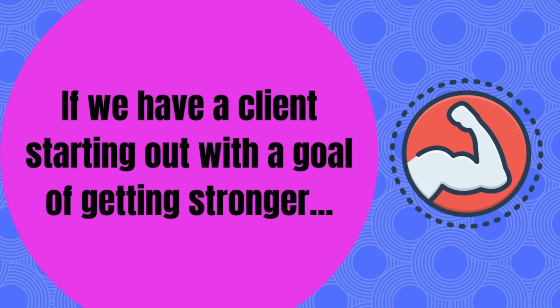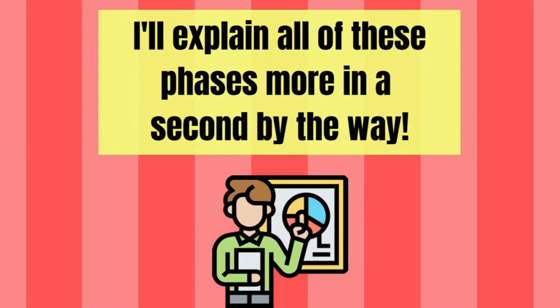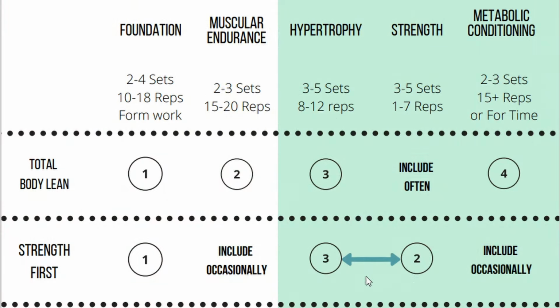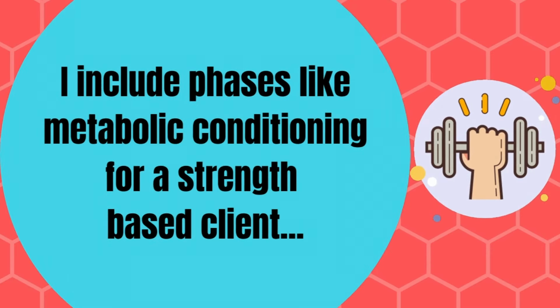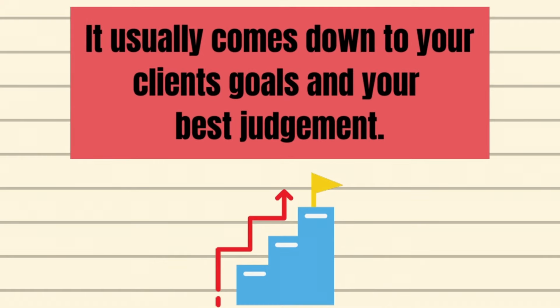If we have a client starting out with a goal of getting stronger, they would follow this path. So they would still start out in the foundational phase. I'll explain more about all these different phases in a second, by the way. And after that foundation phase, we would have them either move to a strength or a hypertrophy phase. You choose based on what you think your client would do better with. And that's why we have this little arrow right here. You then include muscular endurance and metabolic conditioning as you see fit. I basically just include phases like metabolic conditioning for a strength-based client when they're feeling a little bit burnt out or maybe their goals change a little bit and they want to focus on getting leaner. Ultimately, it comes down to your client's goals and your best judgment.